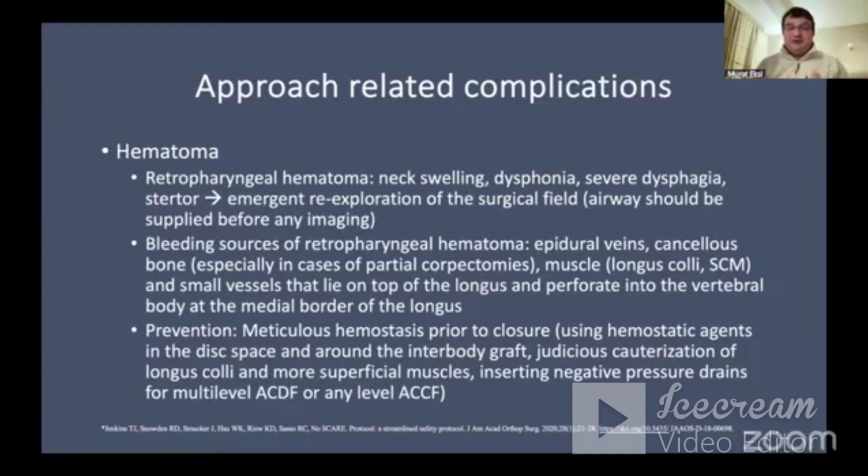As surgeons, we are very meticulous during the opening and during the main phase of surgery, but we should not rush during closure. Meticulous hemostasis prior to closure is the main way of prevention. We can use hemostatic agents in this space around the interbody graft, judicious cauterization of the longus colli muscle, closing the fascial muscles, and inserting negative pressure drains, especially for ACDF, multi-level ACDF, and corpectomy procedures.